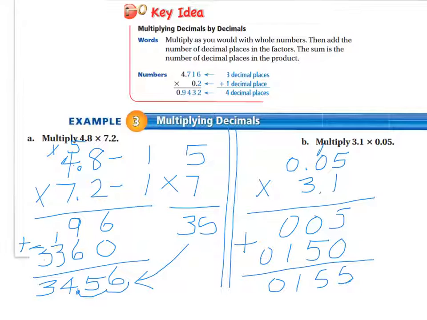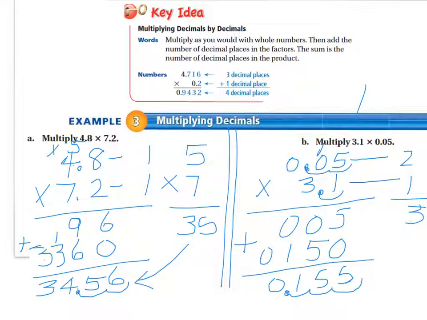Now going back and looking at the decimal places of my factors. This factor has 2 decimal places. This factor has 1 decimal place. I'm just counting over like this. 1, 2, 1. So I add those together, 3 decimal places I need to move my answer. 1, 2, 3. So my decimal would go here at 0.155. Is that a reasonable answer?